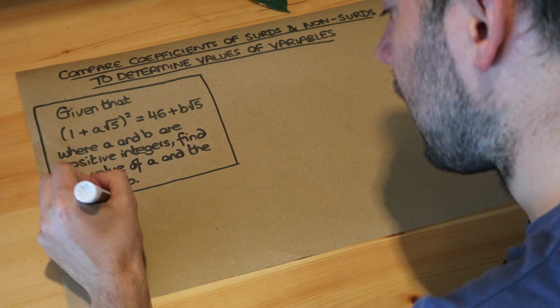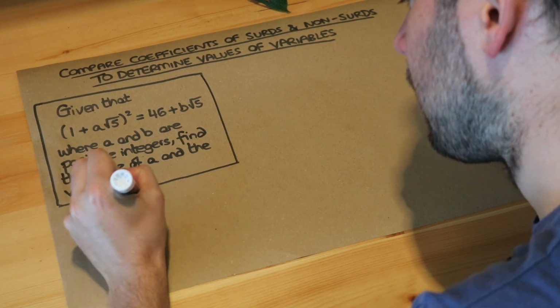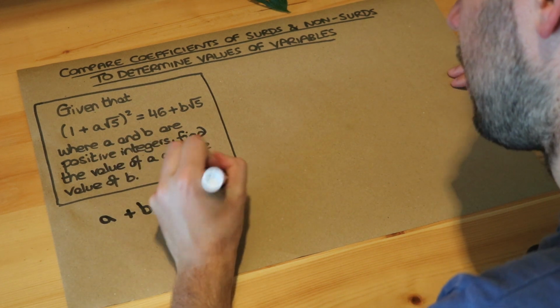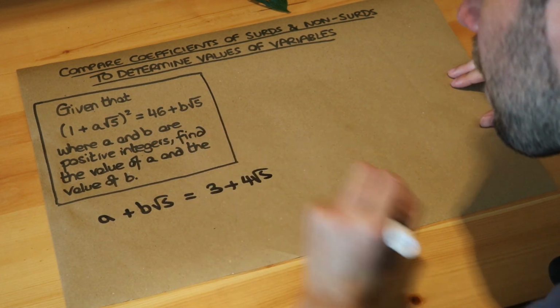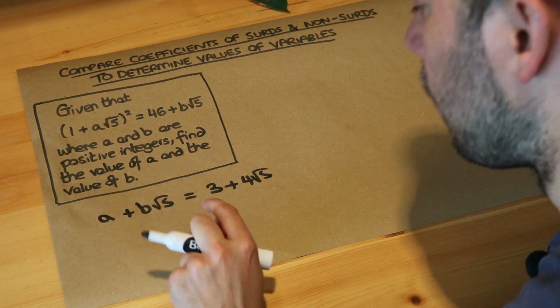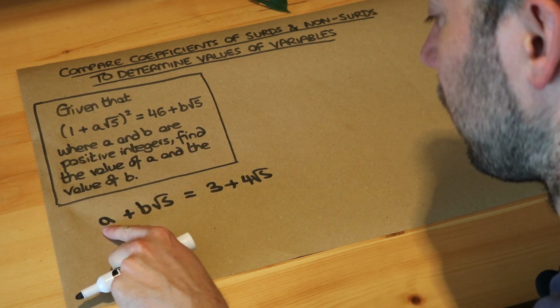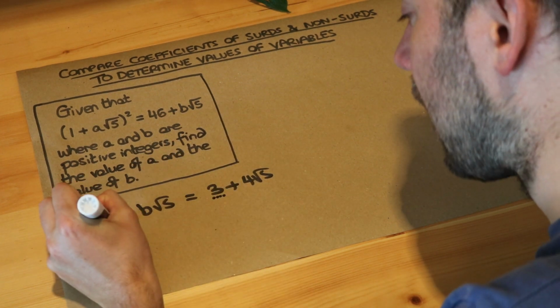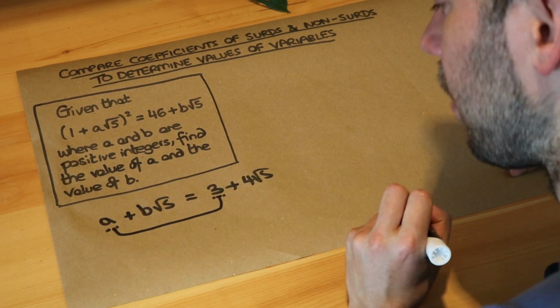If I had, say, a plus b root 5 is equal to 3 plus 4 root 5, then on each side of the equation, the non-surds must match. Now this is a non-surd because it doesn't have a square root in it. That's a non-surd. So these would have to match. So the a would have to be equal to 3.